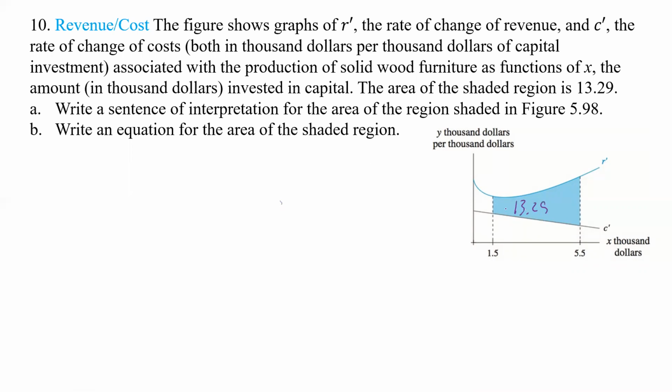It says write a sentence of interpretation for the shaded region, and then write an equation for the area of the shaded region. All right, so interpretation. Let me get my pen to show up here. Basically, as the capital increased from 1.5 thousand up to 5.5 thousand, what happened? Well, the profit increased by 13.29. So that's kind of what I would say anyway.